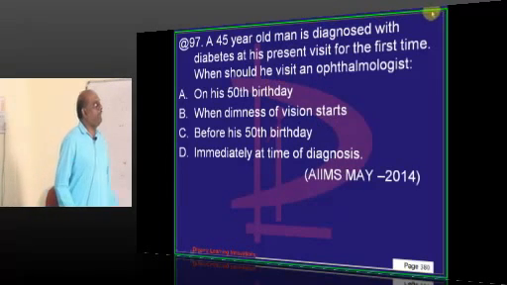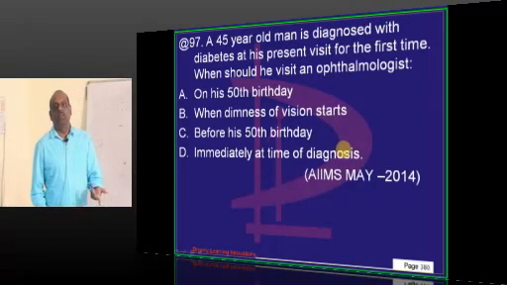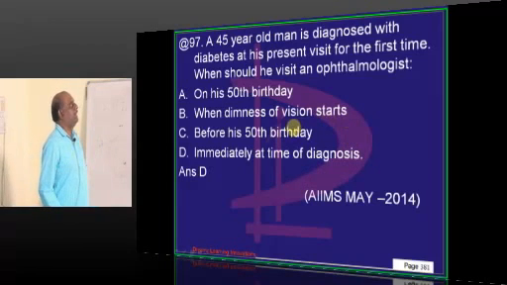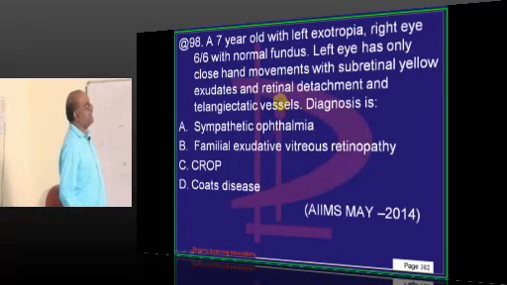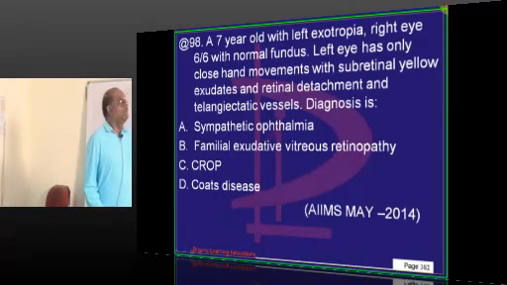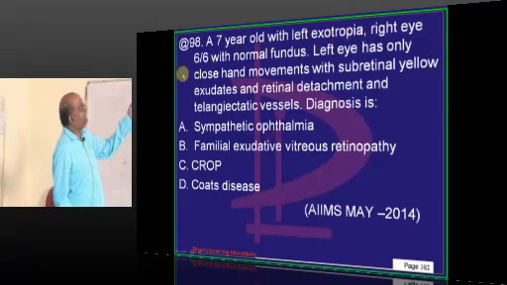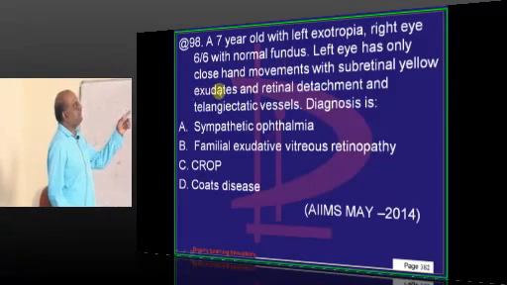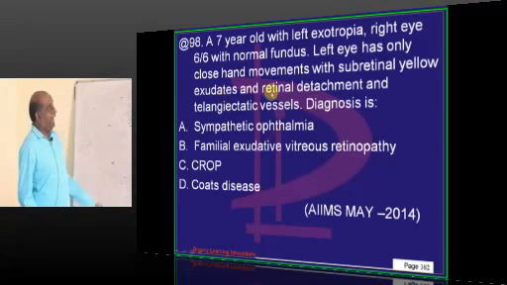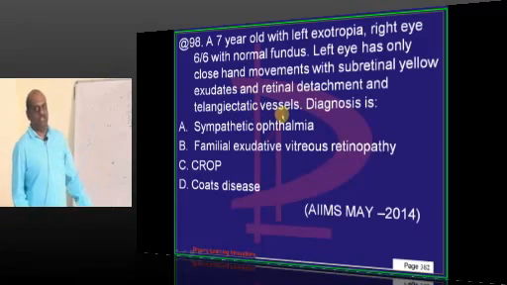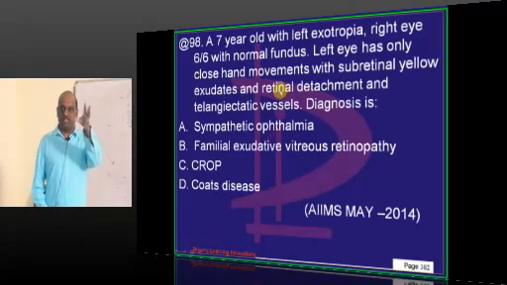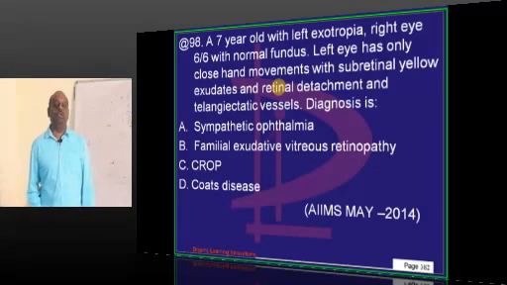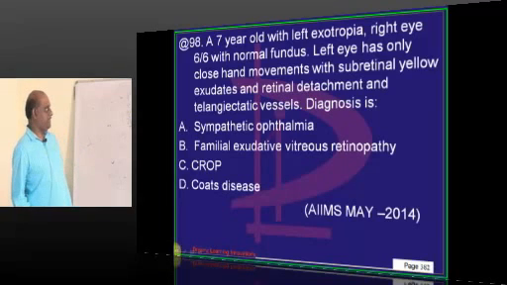That's the idea. A 45-year-old with type 2 diabetes, today only you must look at the retina, because we don't know when it started. A 7-year-old with left exotropia, right eye 6/6, left eye has only close hand movements, and retinal detachment and telangiectatic cells. Such classical clinical features conglomerate that listening to this clinical vignette on the phone only, you must diagnose as an ophthalmologist.